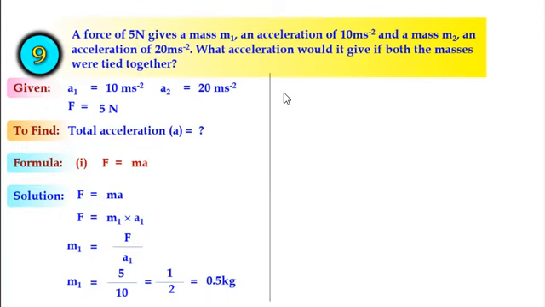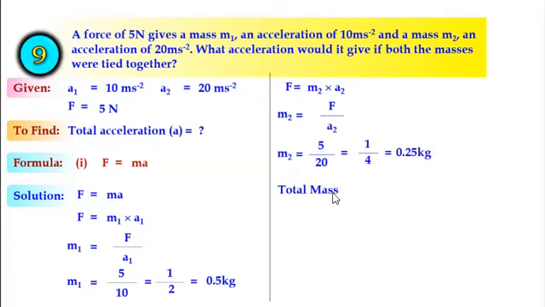And then write F is equal to ma for the second body, m2, a2. Now find m2 is equal to F by a2. Then m2 is equal to F, which is 5, by a2, which is 20. 5 ones are 5, 5 fours are 20, so 1 by 4. That equals 0.25 kg. Then the total mass is m1 plus m2, that equals 0.5 plus 0.25, that equals 0.75.